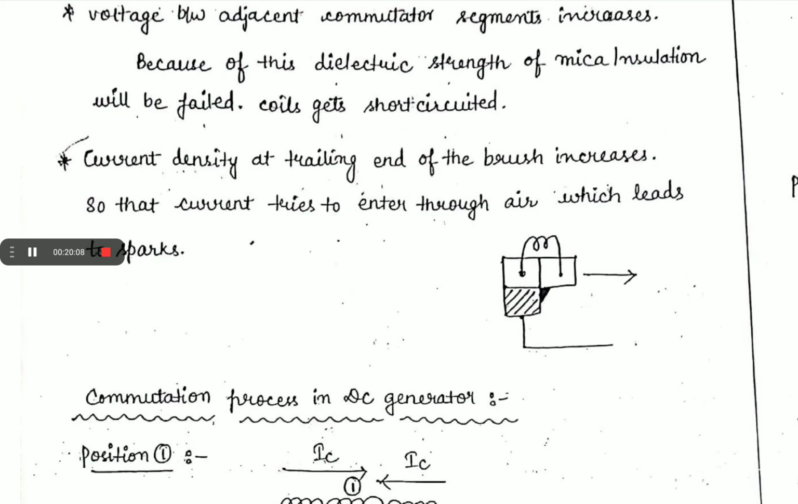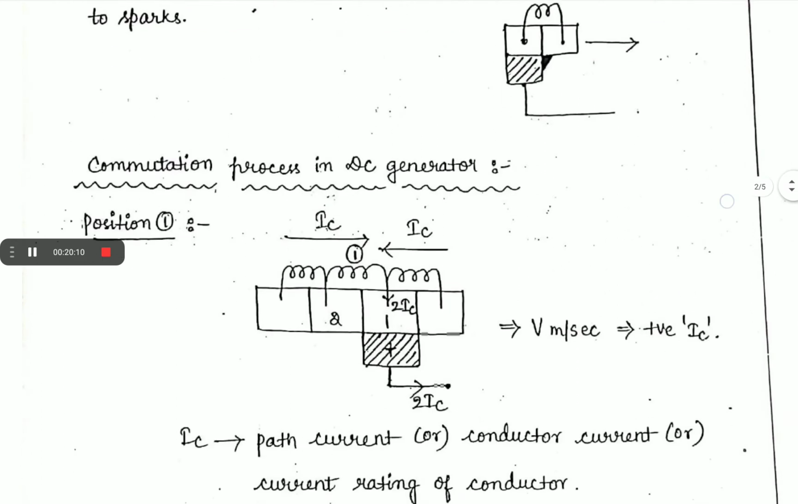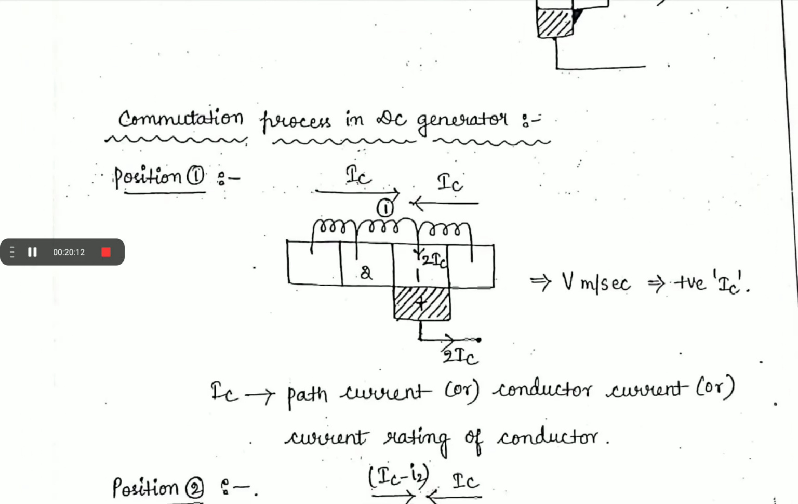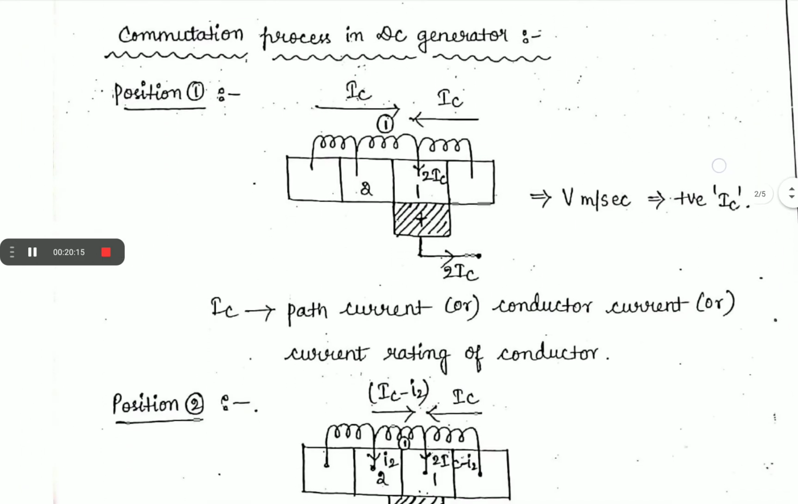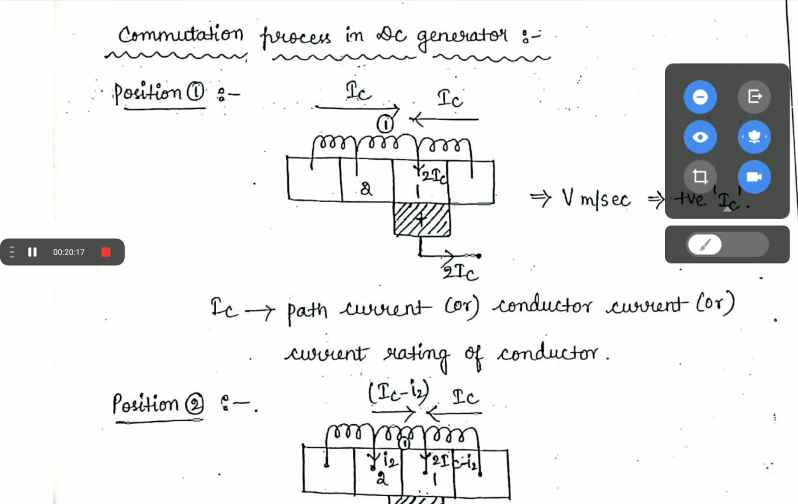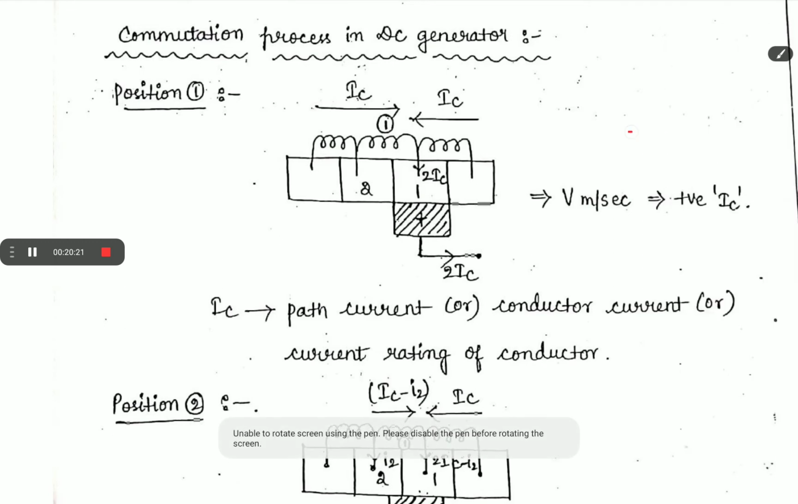Okay, and I will explain the commutation process in a DC generator. So let us assume position 1 of the brush. Let's just explain how the process called commutation takes place. Just assume this one is our conductor 1, which is going through a commutation period. We assume a commutation period for this coil 1.